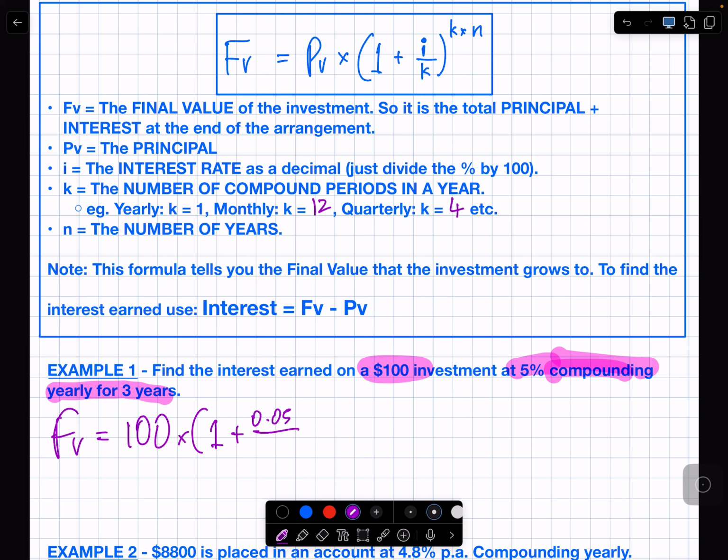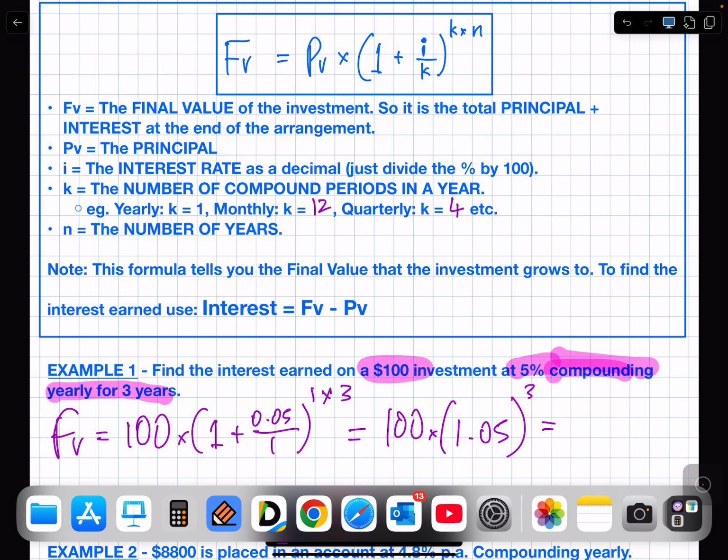0.05 divided by, it's compounding yearly, so K will be 1 because there's 1 year in a year. And then K we decided was 1 again, so to the power of 1 times by how many years? 3. So you can simplify if you want, which I will do. It's going to be 1.05 in the brackets to the power of 3. So grab your calculator.